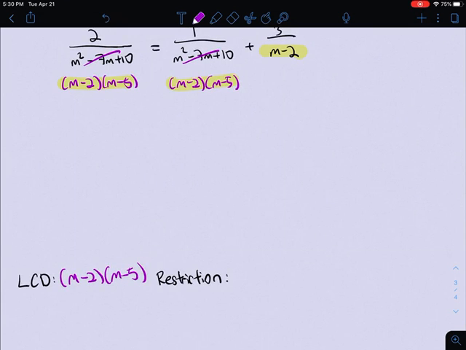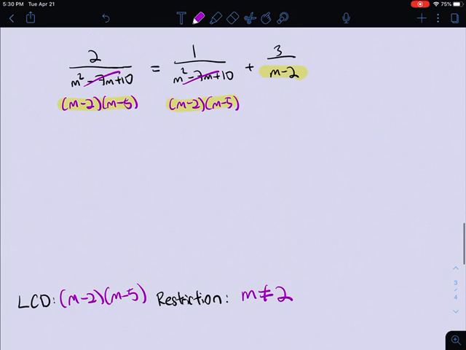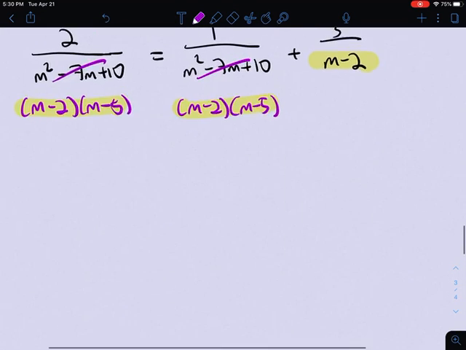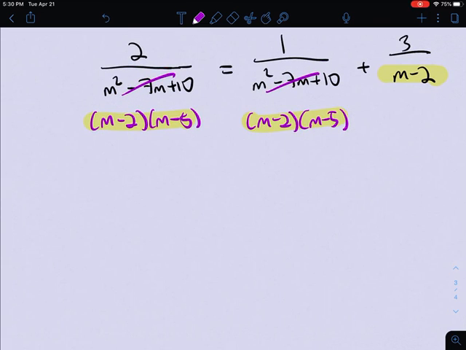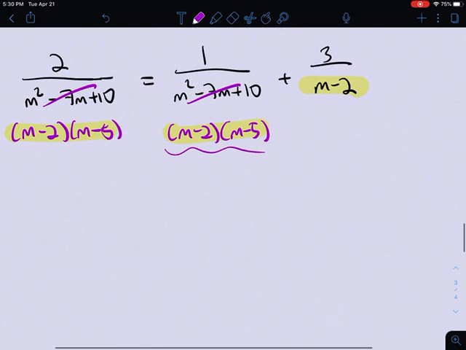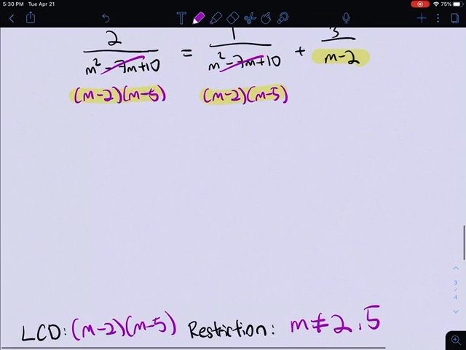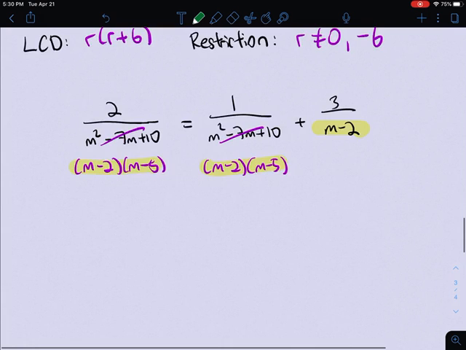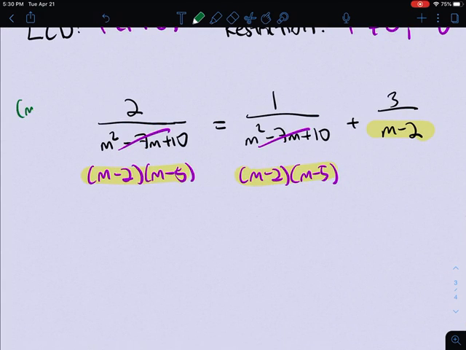Restriction, what value of n will make each of these equal to 0? Well, 2 and 5, I believe, right? Because 2 and 5 will make this equal to 0. Same thing here, and then 2 is here. And I think that's it, 2 and 5. Now let's go ahead and multiply everything by the LCD. Step 3, n minus 2, n minus 5 over 1.